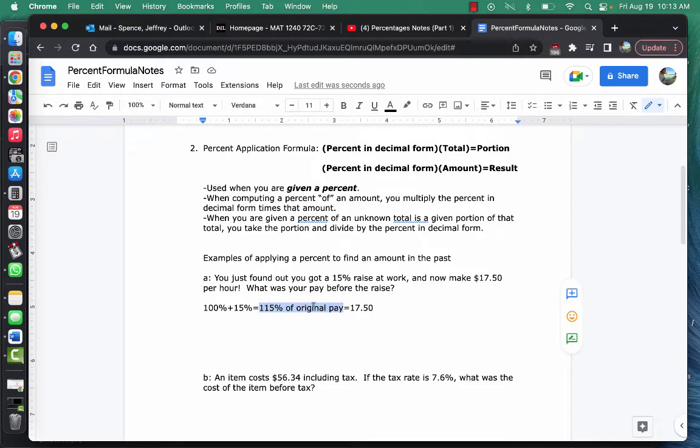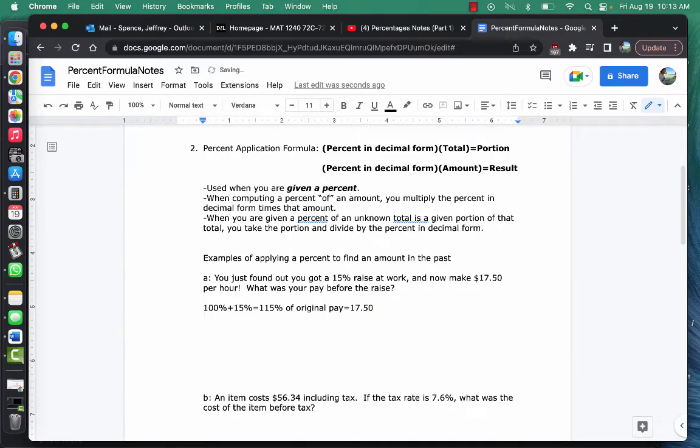But when we do percent of a number, what we do here is we convert the percent into decimal form. So that's going to be 115%, which represents a 15% raise, 115% of your original pay, so 1.15. Take that number, divide by 100, or move the decimal two spots to the left, of the original pay, which I don't know, so I'll just call that X, gives me the 17.50 rate that I make now. So remember, this is a 15% increase, so I represent that by 1.15 of the original amount gives me the result of 17.50.